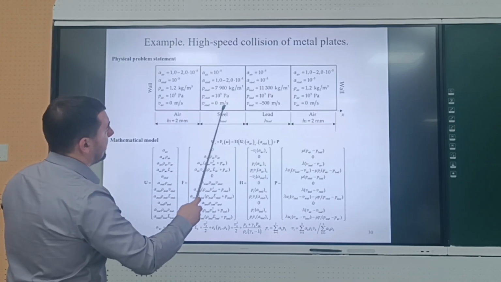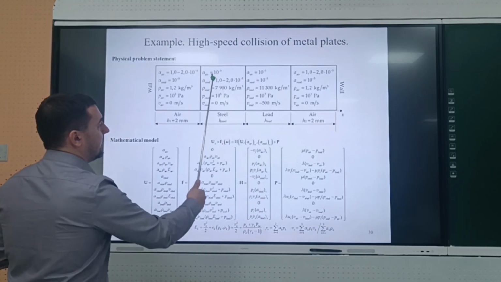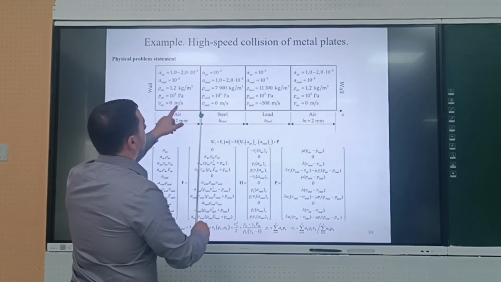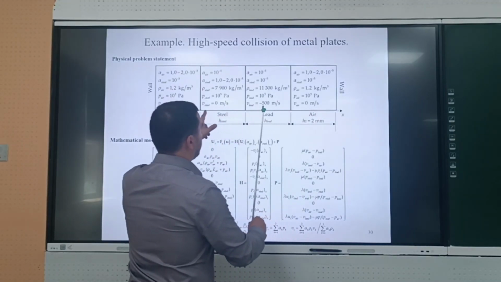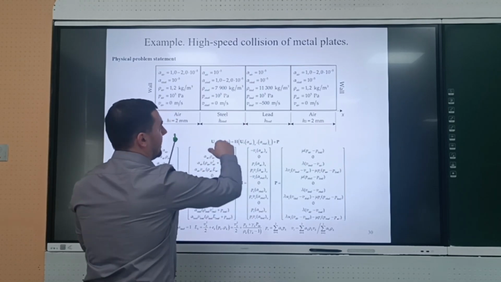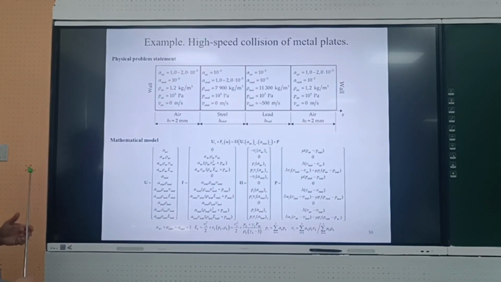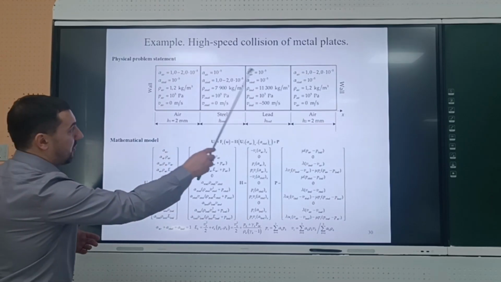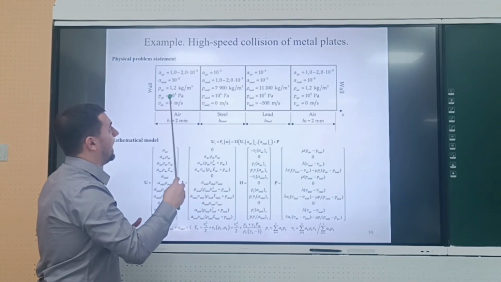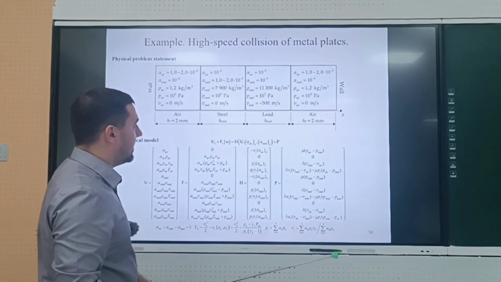So this is the physical statement of the problem. We have a steel plate and a lead plate, and the lead plate is thrown and impacts the steel plate with a velocity of 500 meters per second. The steel plate has three boundaries. Here is air, and here is air. Suppose the lead plate has 2 millimeters thickness, and it impacts the steel plate, which is several millimeters thick as well. Due to the high velocities, both materials, which are actually metals, behave as a compressible medium, despite their densities, right? Here is the density of air and here is the density of steel.